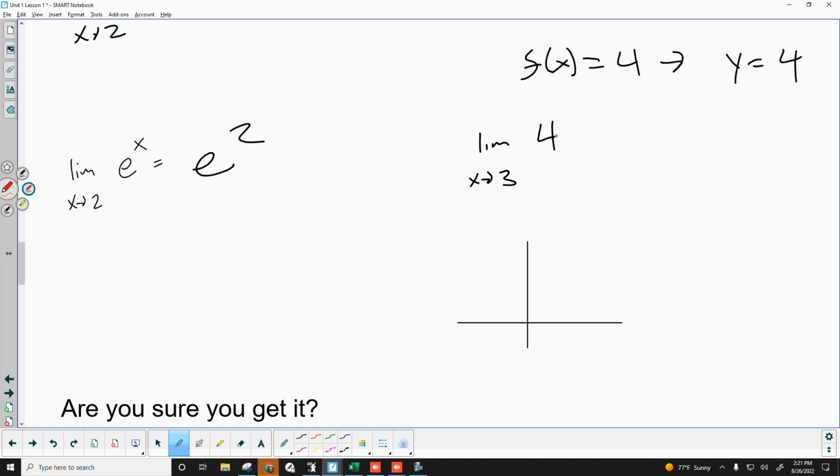y equals 4. Yeah, because for any x value, I don't care, it's 4. For 3, it's 4. For 2.999, it's 4. For 3.00, it's 4. That funny? That's a good one.